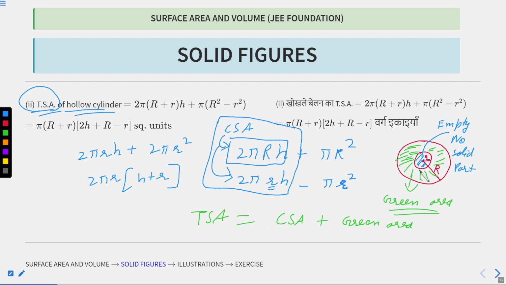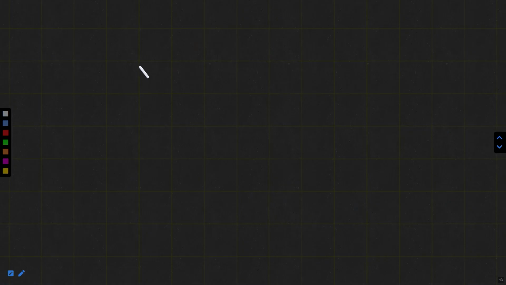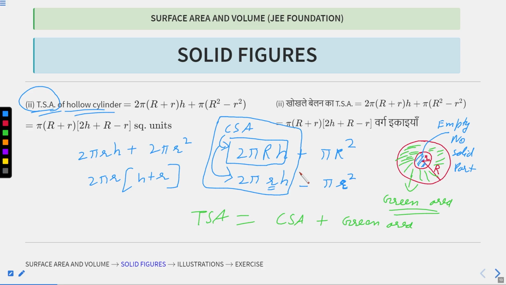So the green area is the area of the bigger circle, pi R square, minus the area of the smaller circle, which is pi small r square. I hope this is clear. That's why we are using plus here and minus here. Now just add all of the terms, and you will get this as our formula. Okay, now let's move to next.